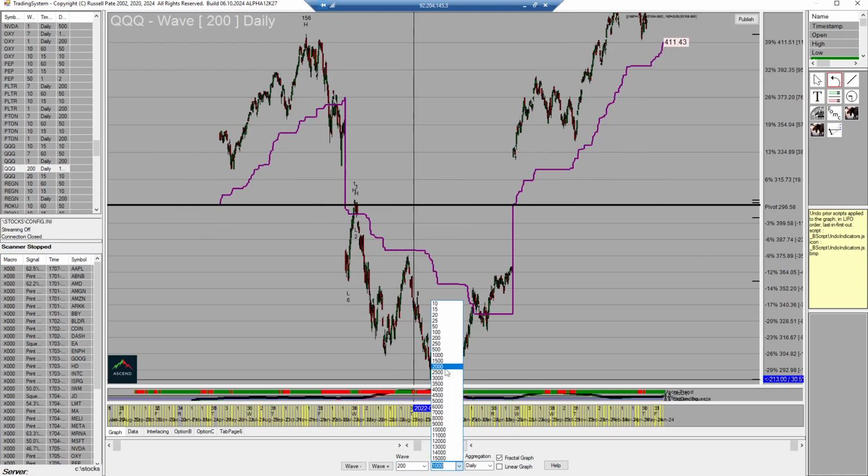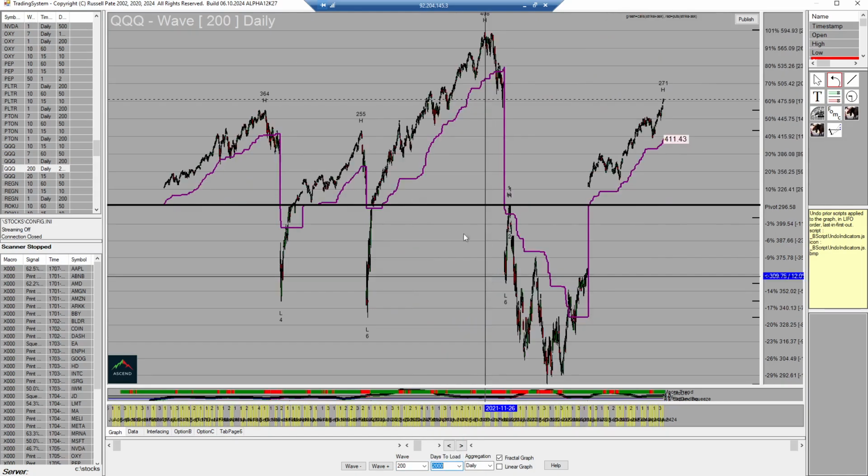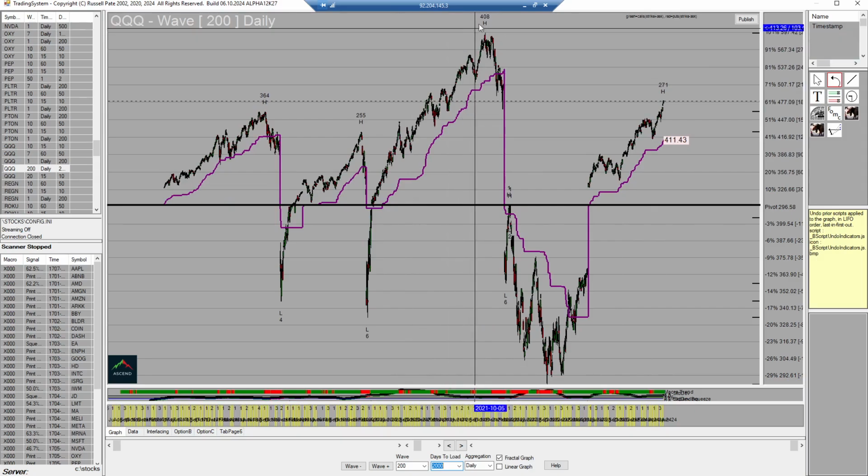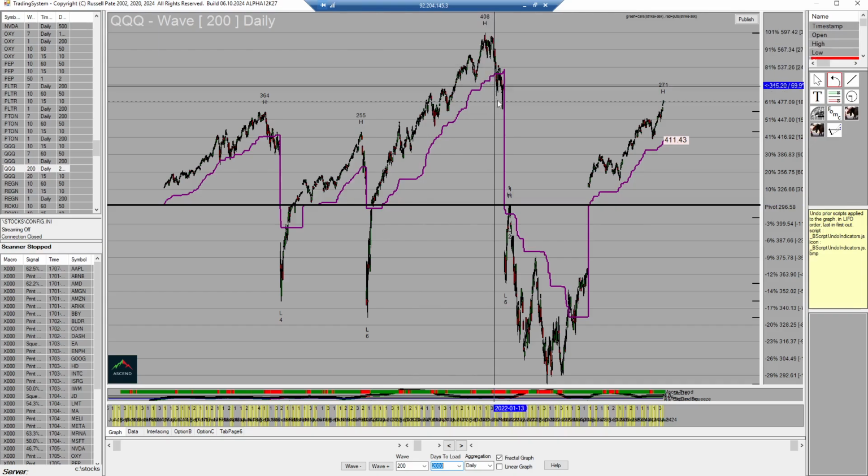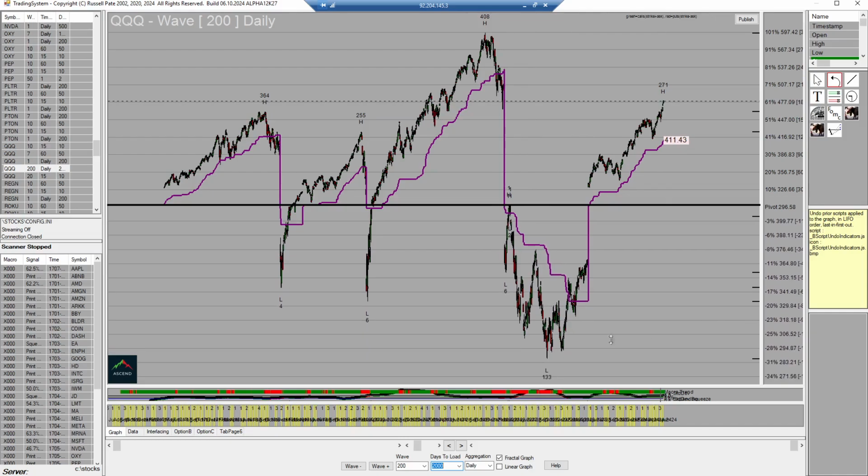Let's say we have 2,000 days loaded. You can see it took 408 days to get to this high here. QQQ went from 210 all the way up to 408 before eventually crossing back below. And then it had this downtrend below pivot on this wave going all the way from 408 down to 254, eventually crossing back above, and now we're at 478.